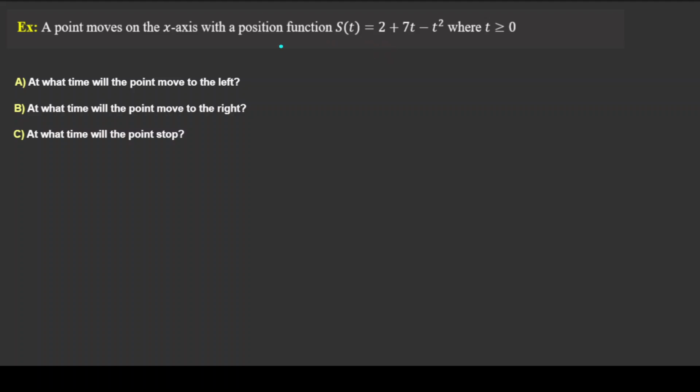Okay. A point moves on the x-axis with a position function s of t equals 2 plus 7t minus t squared, where time is positive. And we mean time always is positive and could be 0 as well. This is given.